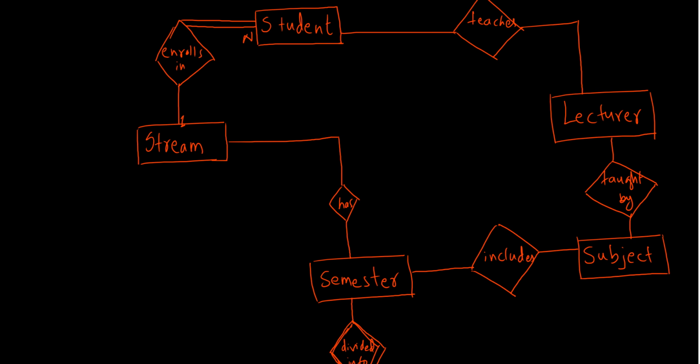And stream to semester is also a one to many relationship, because one stream has multiple semesters, but the same semester cannot belong to more than one stream.